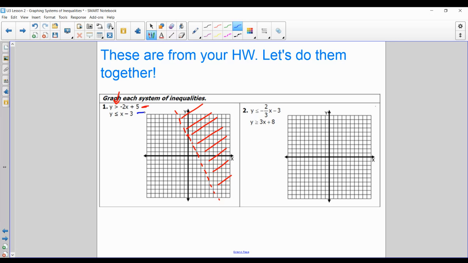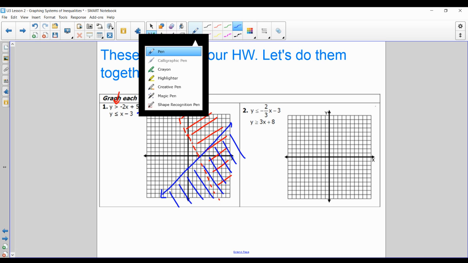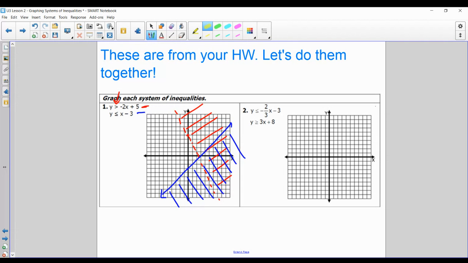Okay, if I look at the second one, y-intercept of -3. It is a slope of 1, so I'm going up 1 over 1. It is a solid line. And it's everything less than, so I'm shading below. Okay, so again, the solution to this system, the part that is shaded by both, is this.